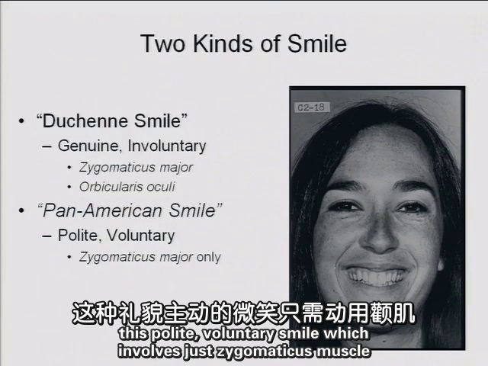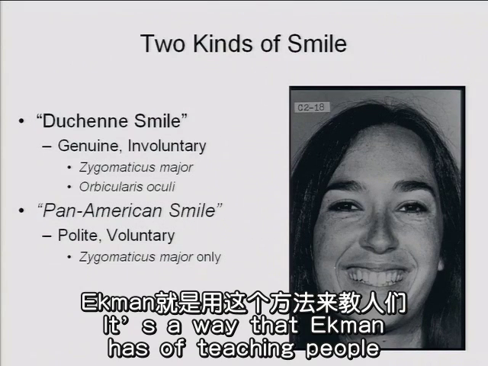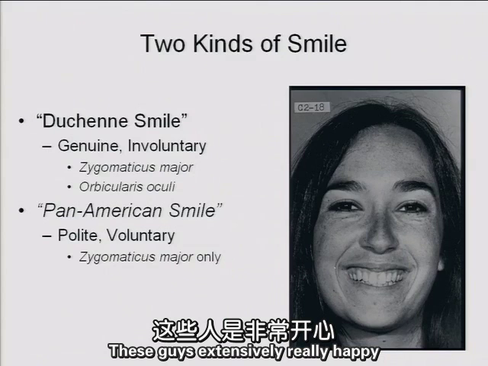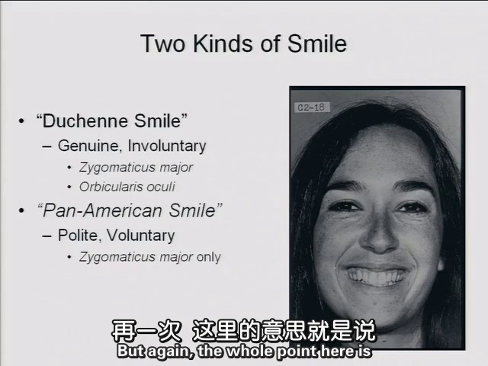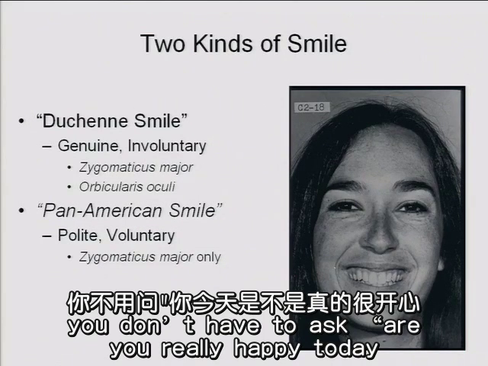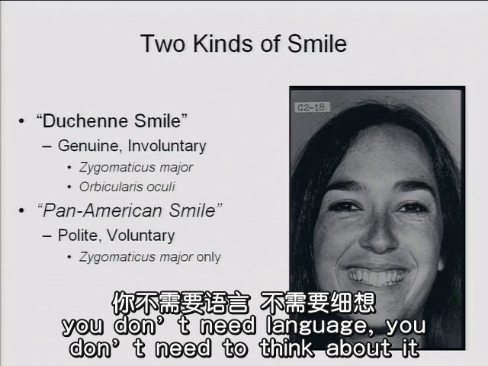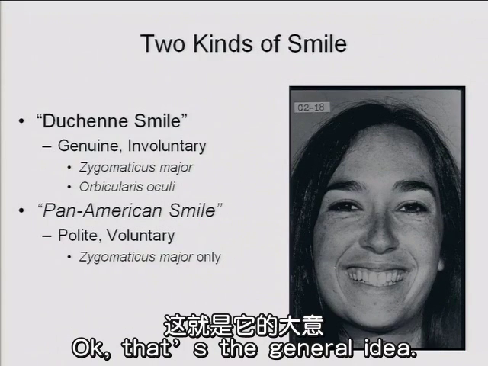This polite, voluntary smile, which involves just the zygomaticus muscle, not the eyes, is a way that Ekman has of teaching people who's really happy and who's not really happy. These guys are ostensibly really happy. These guys are just doing their jobs. But again, the whole point here is that you don't have to ask, are you really happy today? Or is that just your job? You can read it off the face. You don't need language. You don't need to think about it. We simply have these automatic reflexes built into us. So that's the general idea.